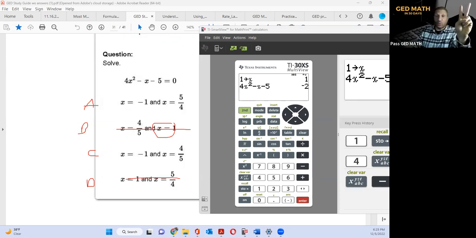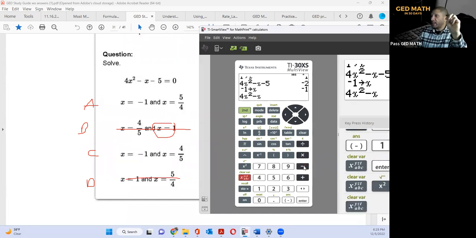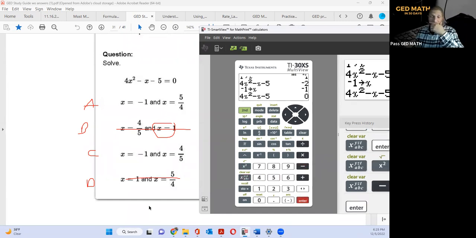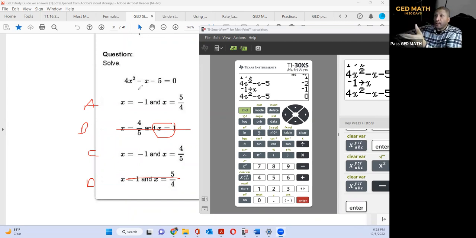So now I'm going to do -1. Again, we're going to do the same thing. -1 store X, plug in your quadratic equation, 4x squared minus x minus 5. Did I get 0? Yes. So now I know -1 is one of the solutions. But guess what? Both A and C have -1.